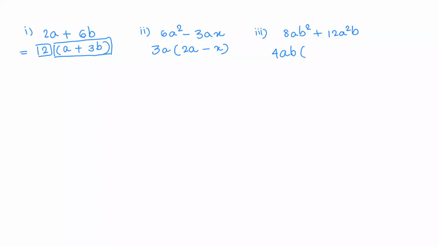From 8, if 4 has gone outside, 2 remains inside. A has already been taken out common. B square में से एक b बाहर गया है, तो एक b अंदर रह जाएगा. Now from 12, 4 has gone outside, 3 remains inside the bracket because 4 times 3 is 12. Out of a square, 1a has gone outside, so a remains inside, and the b has gone outside. So here we got the factors. So we have the factors 4ab into 2b plus 3a.